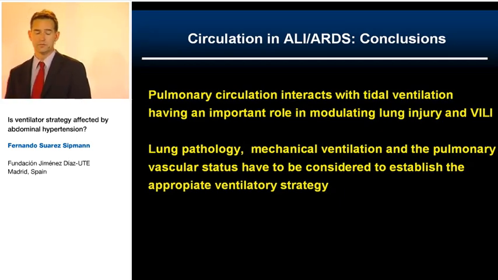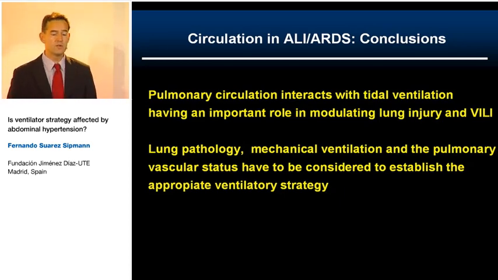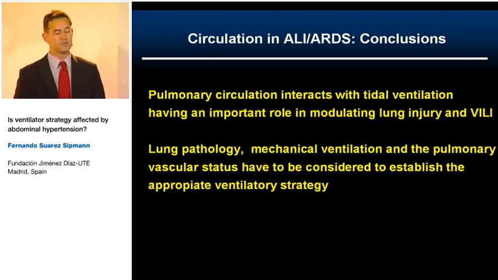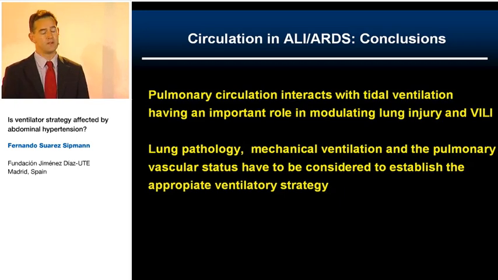So in conclusion, pulmonary circulation interacts with tidal ventilation, having an important role in modulating lung injury and ventilation-induced lung injury. Then lung pathology, mechanical ventilation, and the pulmonary vascular status have to be considered to establish the appropriate ventilatory strategy.